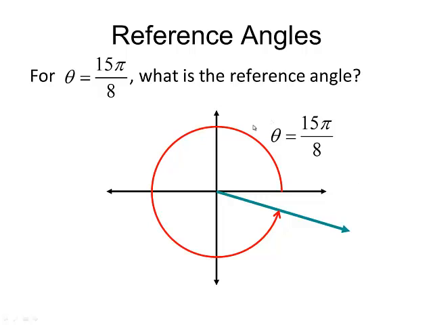What about an angle that's in quadrant 4? In radians, it would be 15 pi over 8. So I will need to subtract 15 pi over 8 from 2 pi. 2 pi is 16 pi over 8, minus 15 pi over 8 gives me 1 pi over 8.